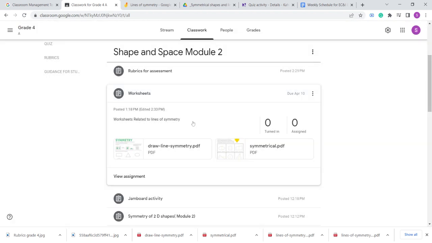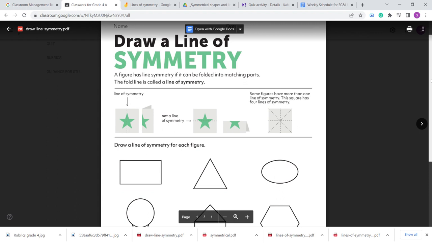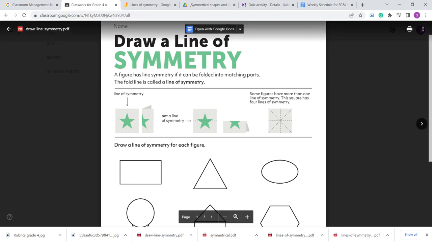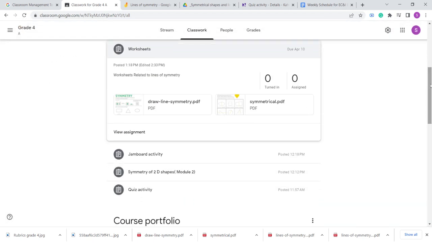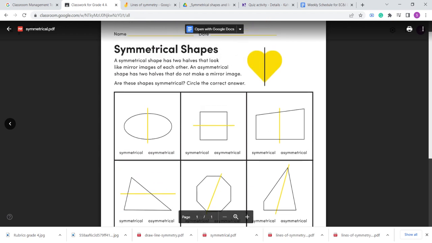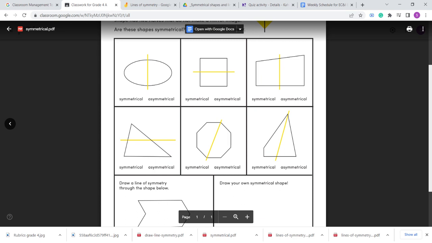In the first worksheet, they have to draw a line of symmetry. And first of all, I discuss what the line of symmetry is, and I show the example of a star. With the help of this example, they can draw the line of symmetry. Here is the small worksheet in which students come to know what a symmetrical shape and an asymmetrical shape are. And I draw the line of symmetry.